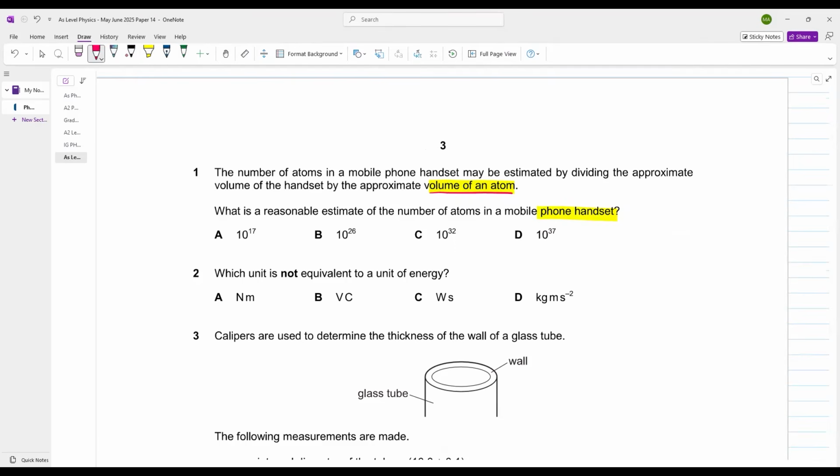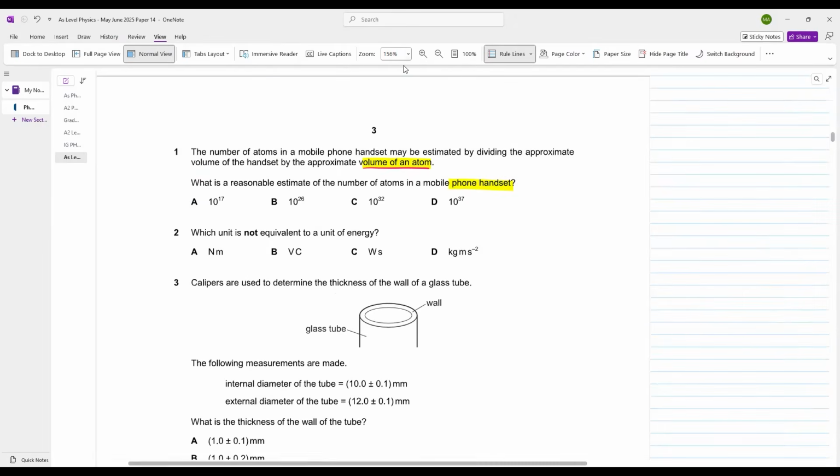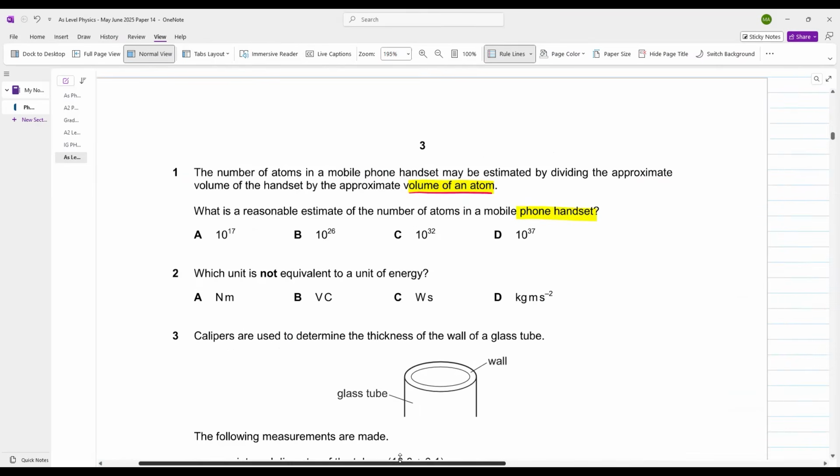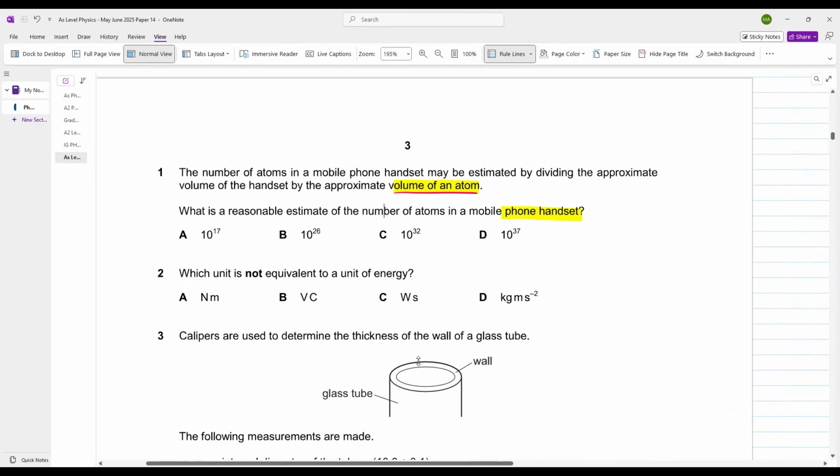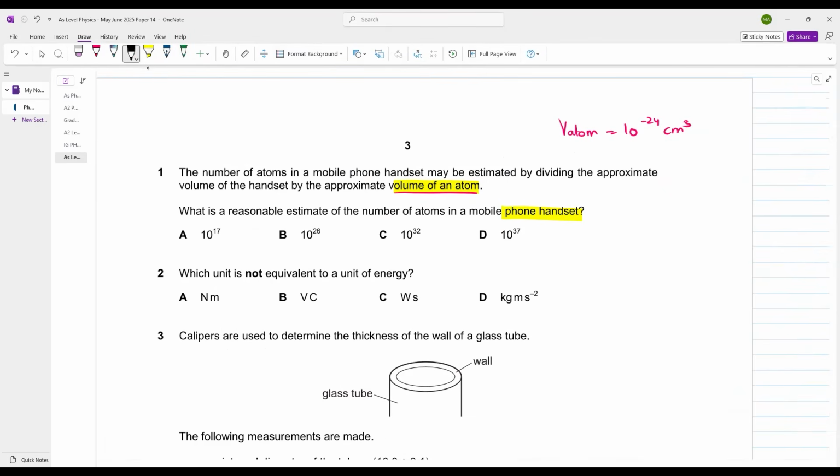Beta, you will find this in the estimation worksheet. I have provided you an estimation worksheet where every such quantity is written. What is the volume of an atom approximately? The volume of an atom is approximately 10 raised to the power of minus 24 cm cube. Now, can you make a mobile phone and calculate its volume as well?